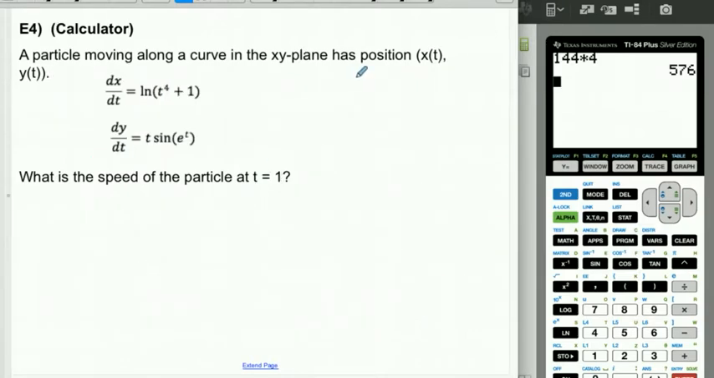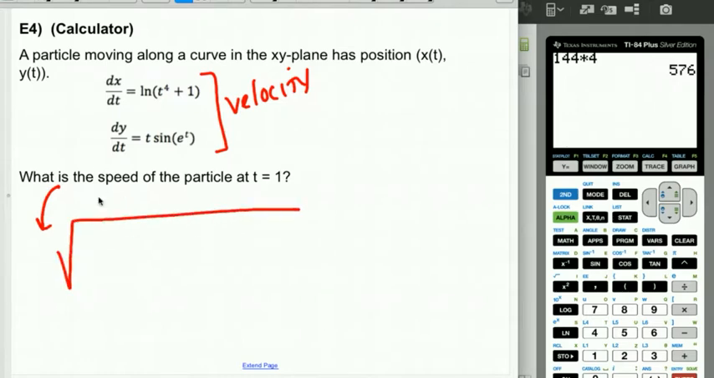All right, so now we're going to do a calculator one. So a particle moves along the curve such that its position is x of t and y of t. That means that these two things are the velocity, right? Because these are the derivatives. And you're asked, what's the speed? Well, you were just given the velocity, right? So if you want the speed of the particle at t is 1, that's going to be the square root of this dx dt evaluated at 1, right?